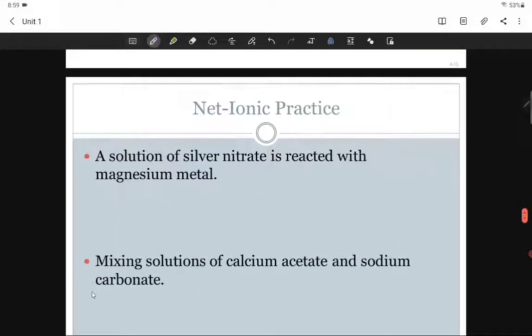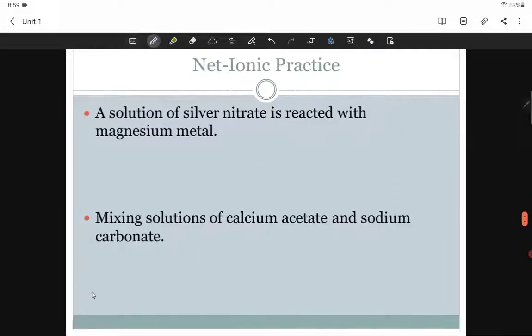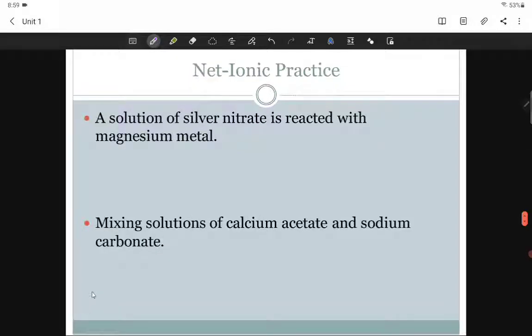Okay. So this is how things would be presented to you, probably on a quiz or a test or the AP exam or whatever. So we have a solution. That means you have water available. We have silver nitrate. Silver nitrate is a metal ion and a non-metal ion, so that is an ionic compound. Generically, it's like AB.